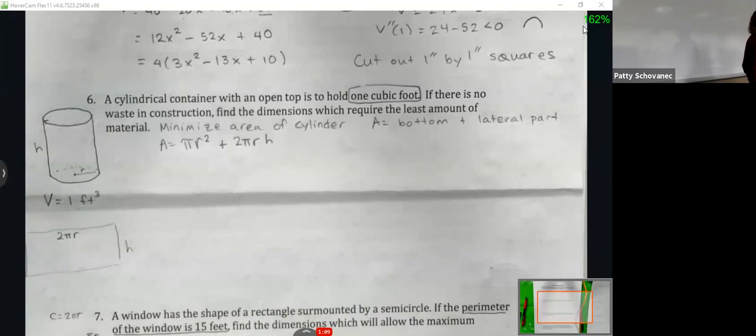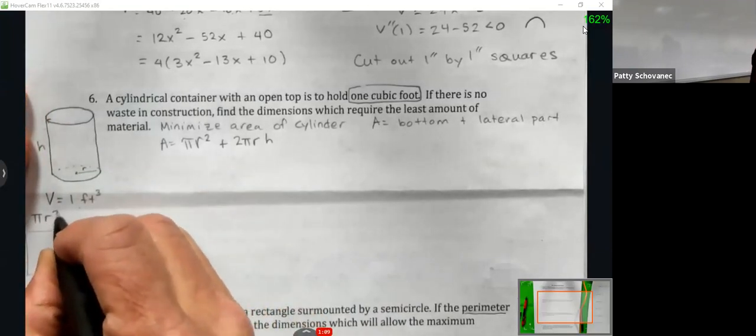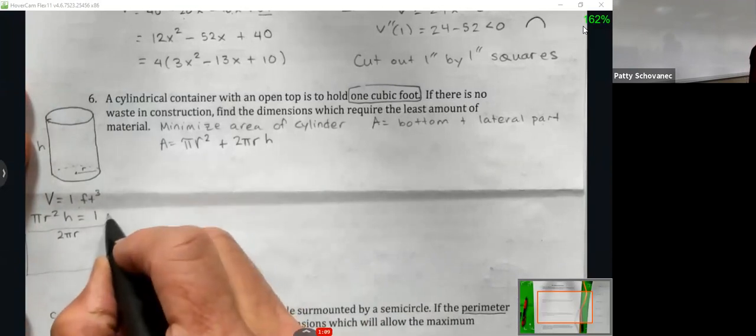The volume of anything is the area of the base times the height. Pi r squared times h. So I have pi r squared times h is equal to 1. Looks like that's easy to solve for h. H is 1 divided by pi r squared.